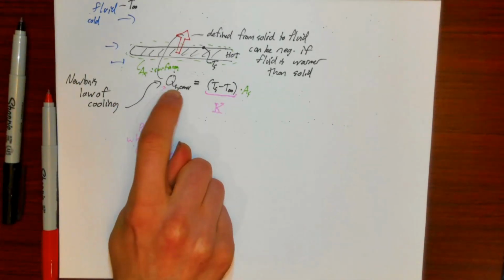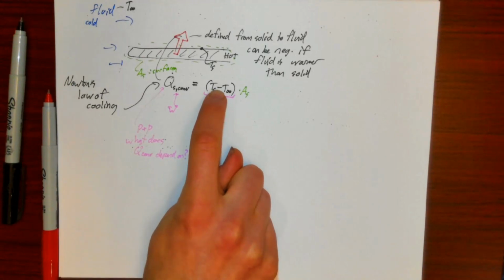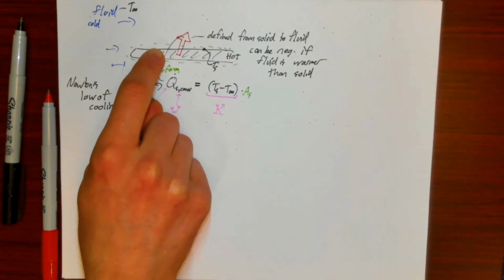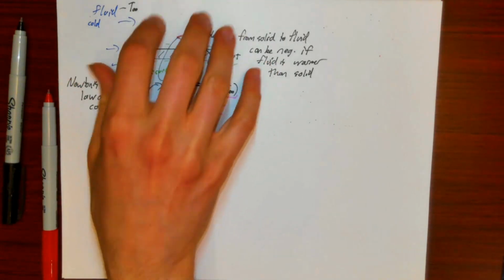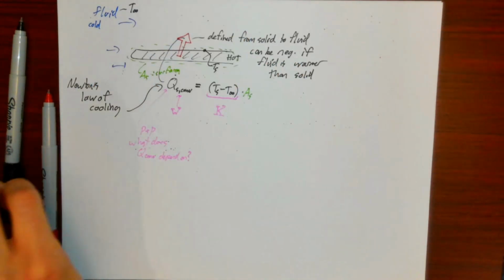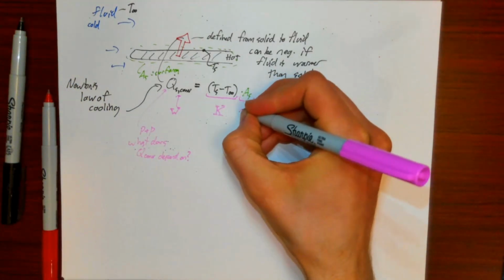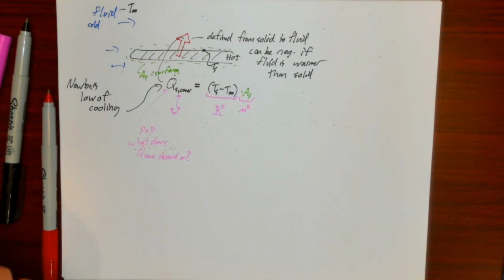So convection is proportional to temperature difference. It's also proportional to the surface area. And if you increase something's surface area, then you're going to essentially allow more path for that heat to get convected away to the fluid. Surface area would, of course, have units of meters squared.